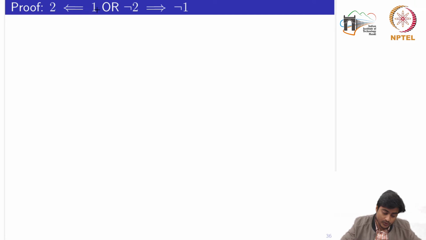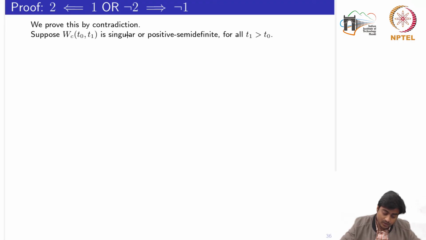So now for the proof of 1 implies 2, meaning to say that if it is given that the system is controllable, then it implies that the matrix WC is non-singular. As we have seen earlier, we could also show that if the system is not controllable, then the matrix WC would be singular, right? So we will prove this by contradiction. Suppose WC t0 comma t1 is singular or positive semi-definite for all t1 greater than t0, right?